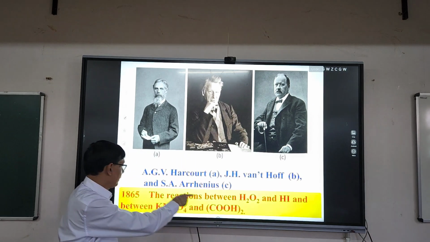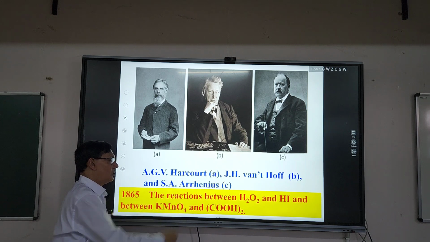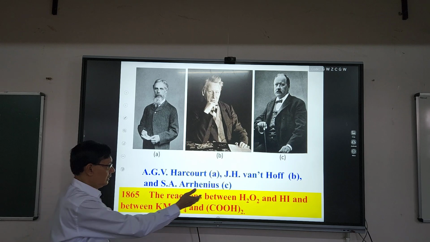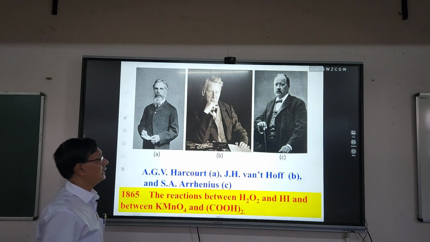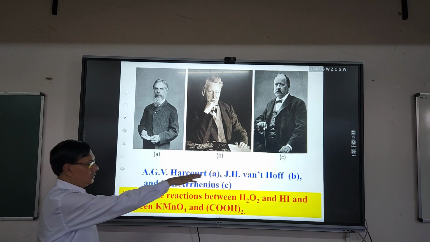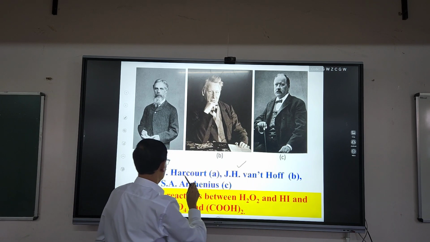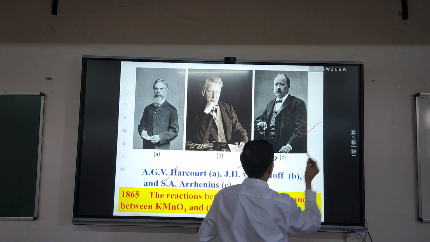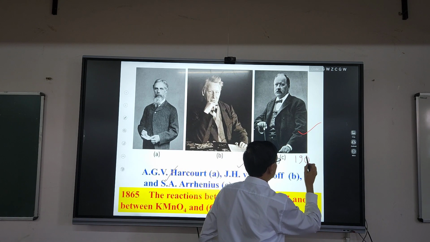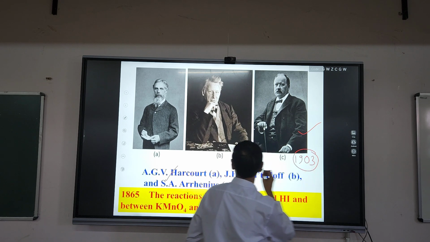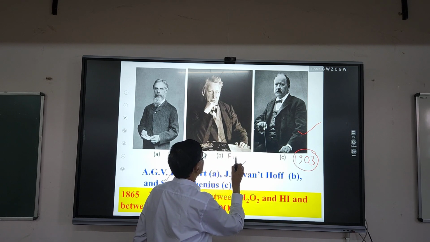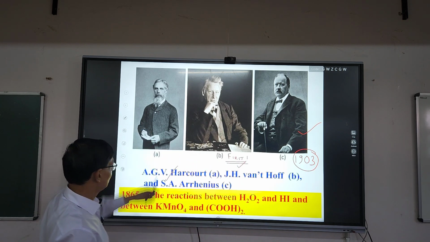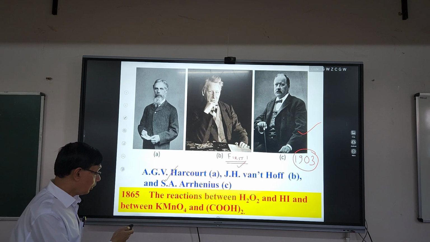The first reaction they studied, you all know, was the KMnO4 and oxalic acid reaction, which is very common. They studied it at different temperatures. Similarly, the hydrogen peroxide and HI reaction. So credit goes to Van 't Hoff as well as Arrhenius. Arrhenius got the Nobel Prize in 1903, and he is the first Nobel laureate in chemistry. Van 't Hoff too, and of course Harcourt also contributed a lot.